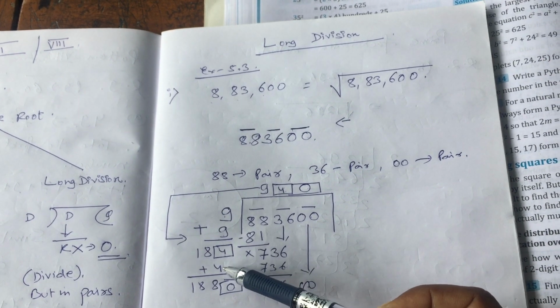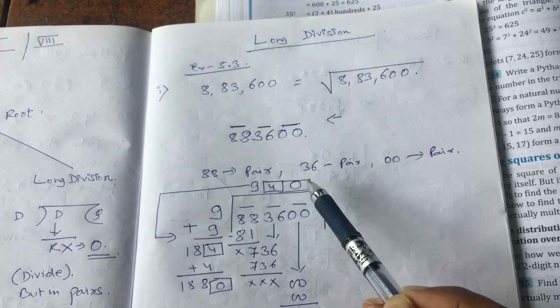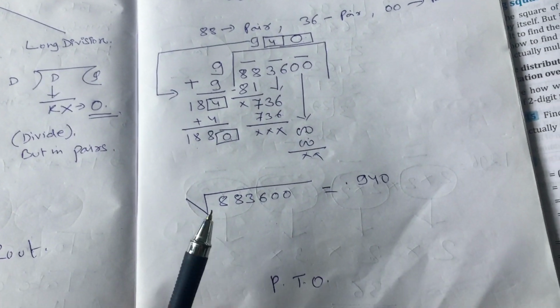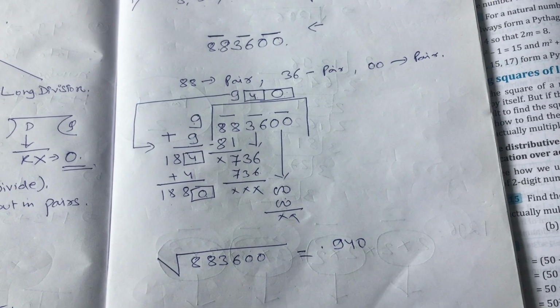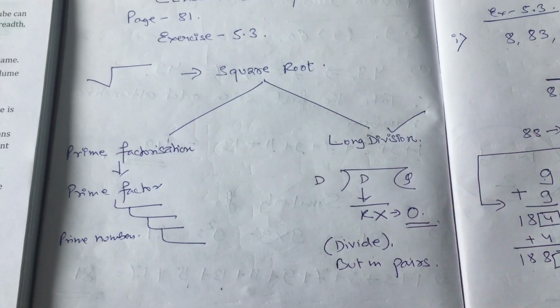So 184 plus 4 becomes 188, and again I open a box here. So 0 and 0. 1880 into 0 is 0. Ultimately the square root of 883600 is 940. This is the solution of square root by long division method.